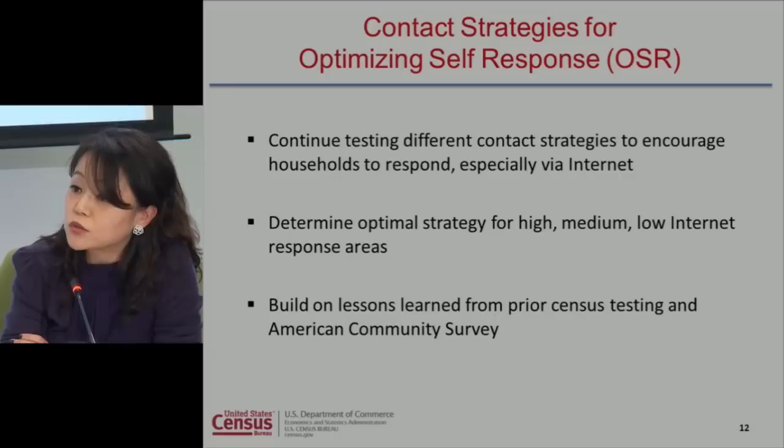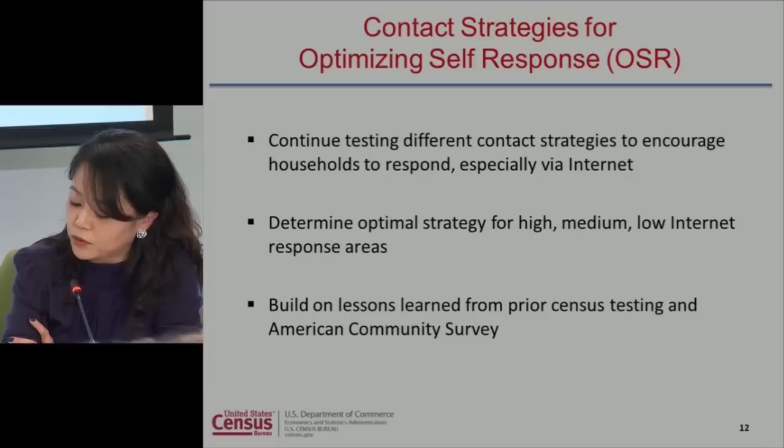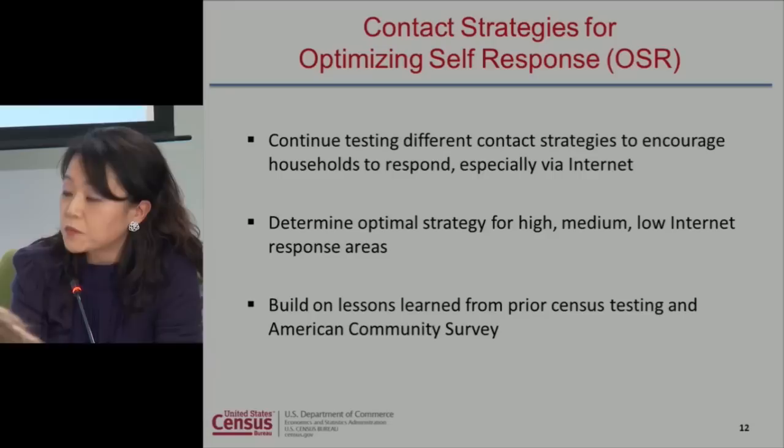as we already mentioned, we'll be testing our contact strategies to encourage respondents to self-respond, particularly through the internet. It's important that we consider a variety of options for finding the best contact strategies. The NCT will test 9 different approaches, and it will help us determine the best strategies for contacting respondents who live in areas that are in high, medium, and low internet response rate areas. We'll also be building on lessons learned from prior testing and the ACS. So let's go and take a look at the 9 approaches.